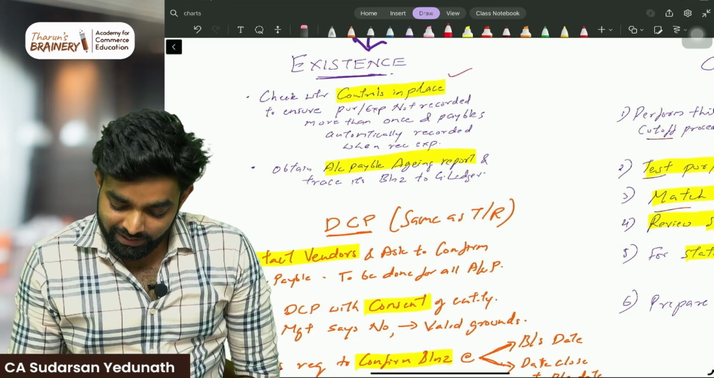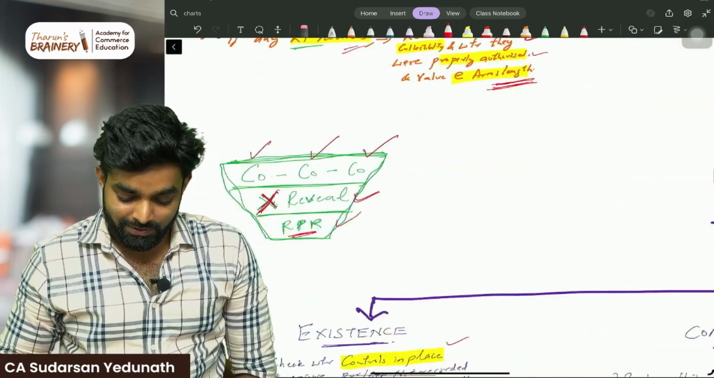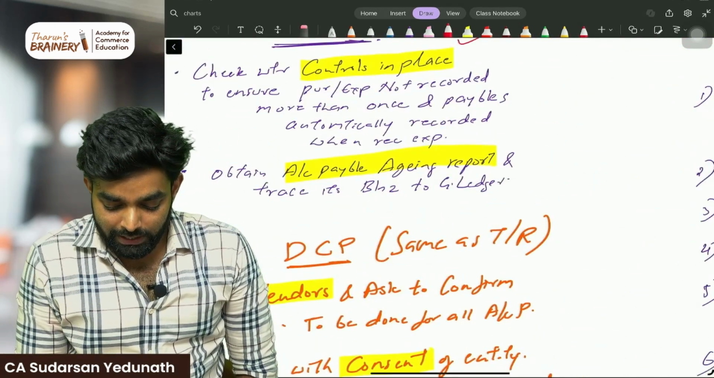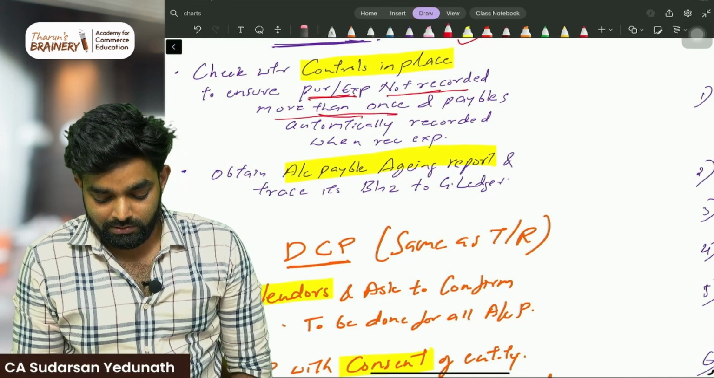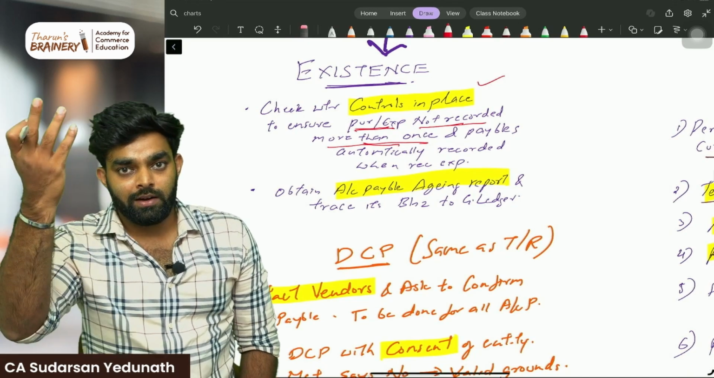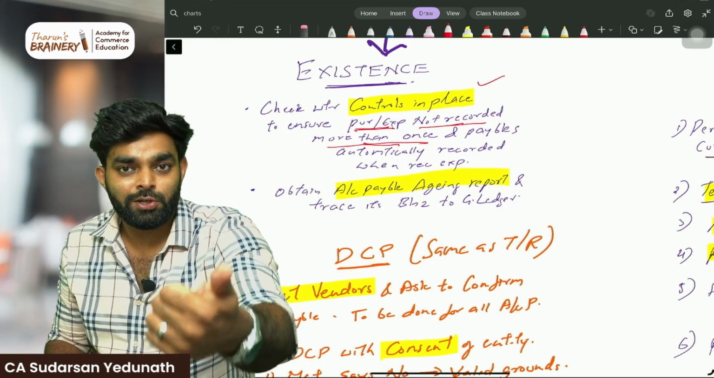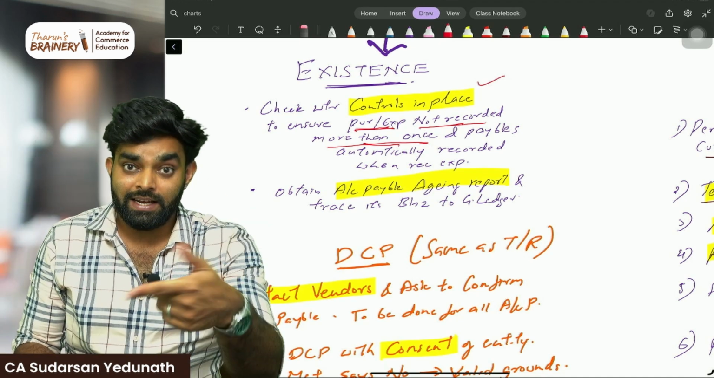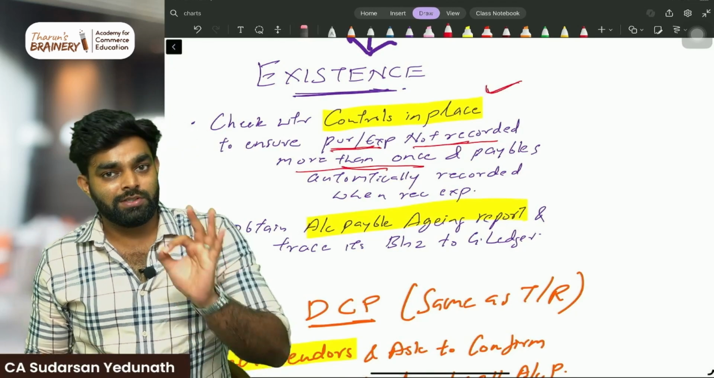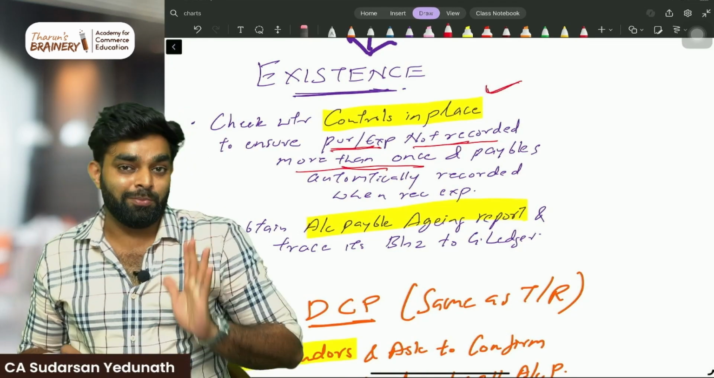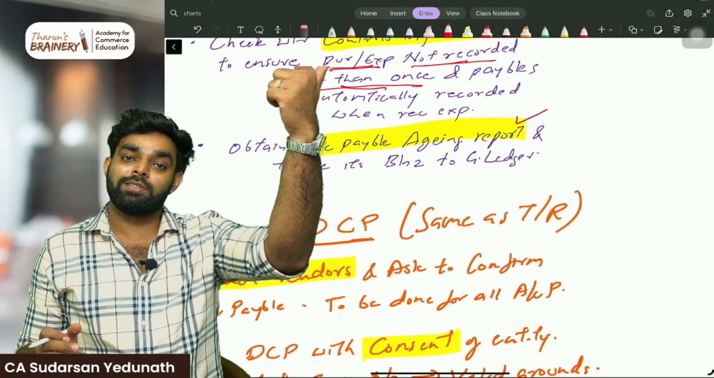First, you have to check whether there are controls in place. Same point. You have to check whether there are controls in place to ensure that purchases and expenses are not recorded more than once. Simple. In trade receivable, it was to check whether there are controls in place to see that sales invoices are not recorded more than once. Here also check whether there are controls in place to see that purchases and expenses are not recorded more than once. Simple. Then obtain the accounts payable aging report and trace the balance. There it was the accounts receivable aging report.